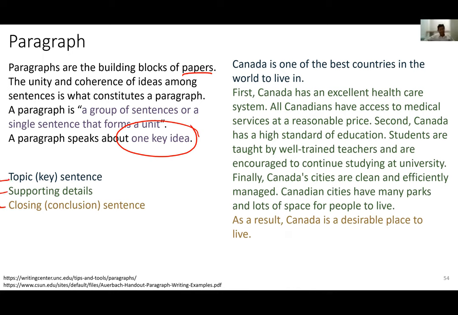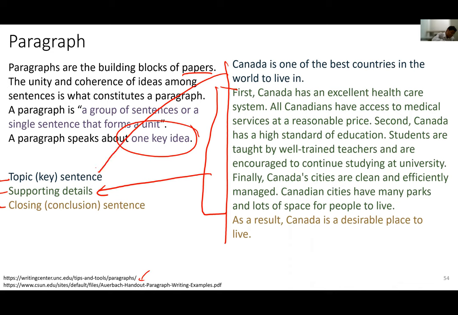Okay, so here is an example from one of these books. Let's read this paragraph. Canada is one of the best countries in the world to live in. Okay, that's the topic. So as soon as you read it, you know that this paragraph is going to talk about Canada as the best country in the world to live in. Now let's see whether this person is arguing for that in the body of the paragraph. This part is the body of the paragraph, supporting it. This is the topic, and this must be the conclusion.